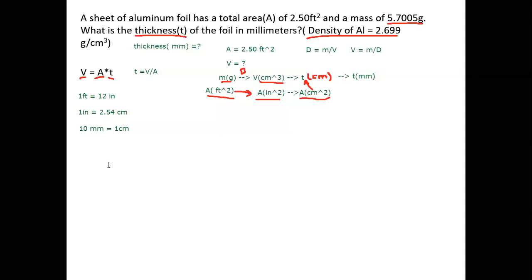So now we're going to convert feet squared to inch squared. So we need to square feet to inches and inches to centimeters. So 1 foot squared is 144 inches squared, and 1 inch squared is 6.16.